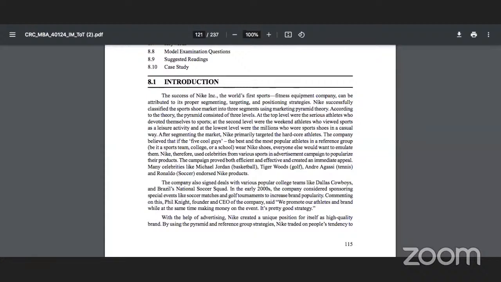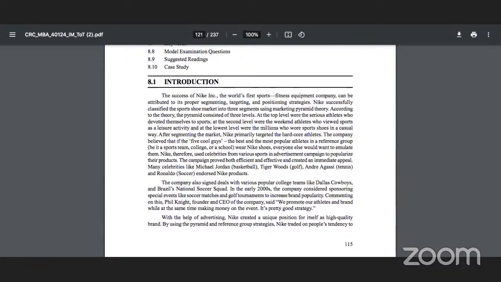If we look at the sports shoe market in terms of three segments using the marketing pyramid theory, according to the theory, the pyramid consists of three levels. At the topmost, we have the serious athletes who devote themselves to sports. At the second level, the weekend athletes who view sports as a leisure activity. And at the lowest level are the millions who wear sports shoes in a very casual way. I don't know about you, but I definitely come in the third level or the lowest level.